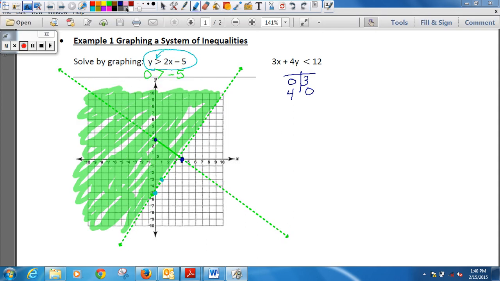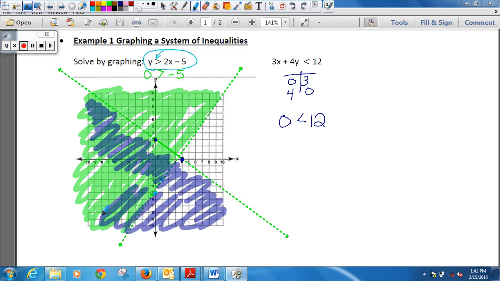And now I'm going to highlight. I have to decide which side of 0, 0. Is 0 less than 12? Yes, so 0, 0 works. So I'm going to shade on this side of 0, 0. Okay, and remember, the region that has both of them shaded is your solution set. So your solution set is right there.